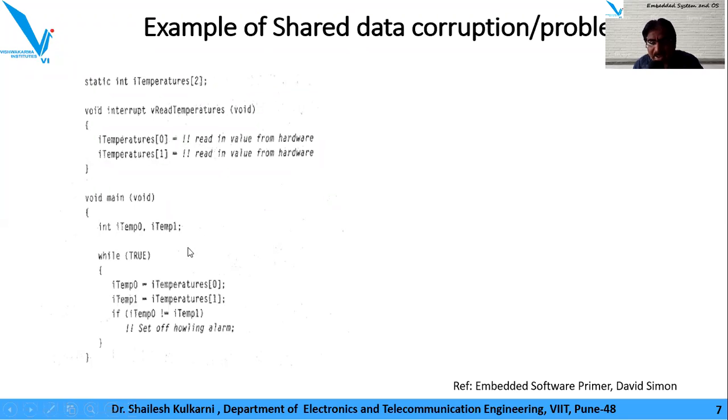We are comparing these two values of temperature acquisition by transferring them to these local variables in the main program, itemp0 and itemp1. In a case where itemp0 is not equal to itemp1, that becomes some kind of alarming indication that some corrective action is to be taken up.